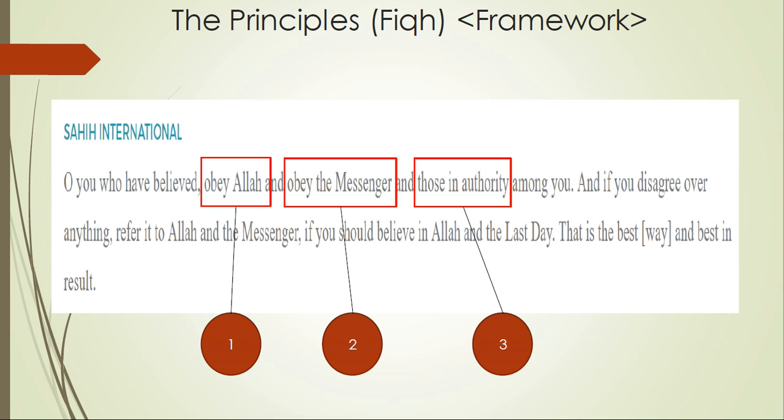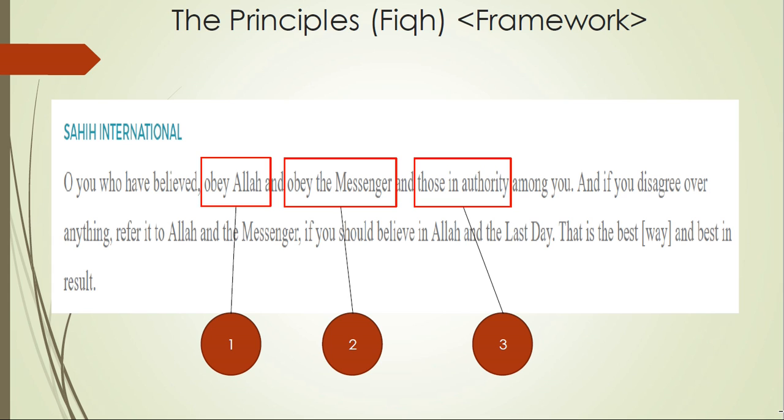So if we look at the principle, Sahih International, this is the main verse that is being used in order to interpret the Quran. One, we have the Sahih International that stated, "O you who believe, obey Allah and obey the Messenger, and those in authority amongst you.